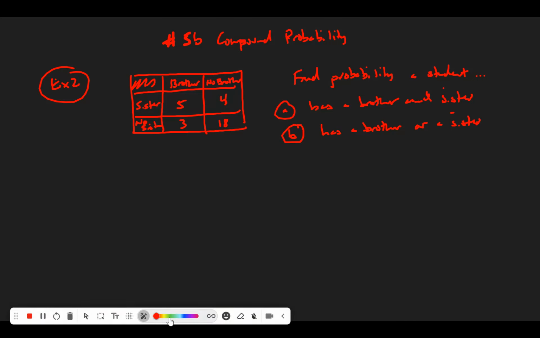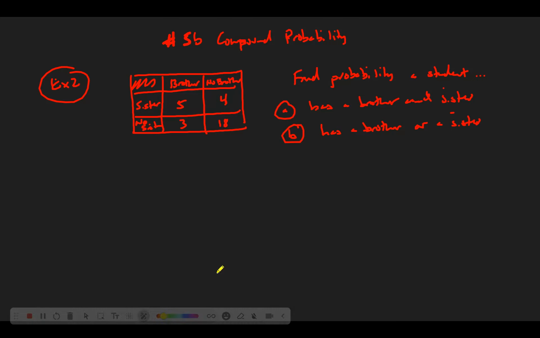Okay, so before we do this, if they ever give you a two-way table on the state test and don't give you the totals, please fill them in. So total. If we add down, 5 plus 3 is 8. That means that 8 people total have a brother. We add down, 4 plus 18 is 22. That means 22 people total have no brother.